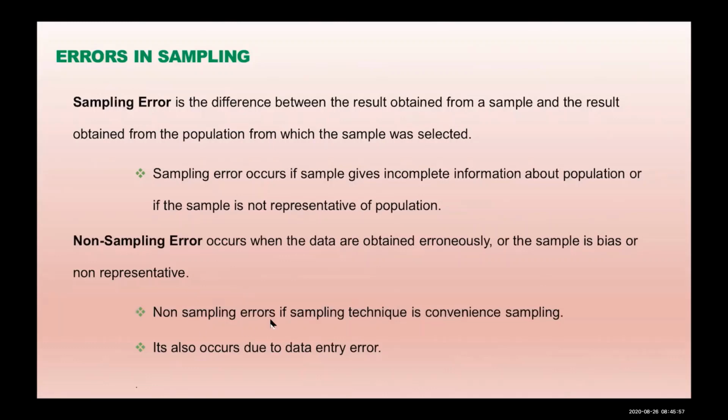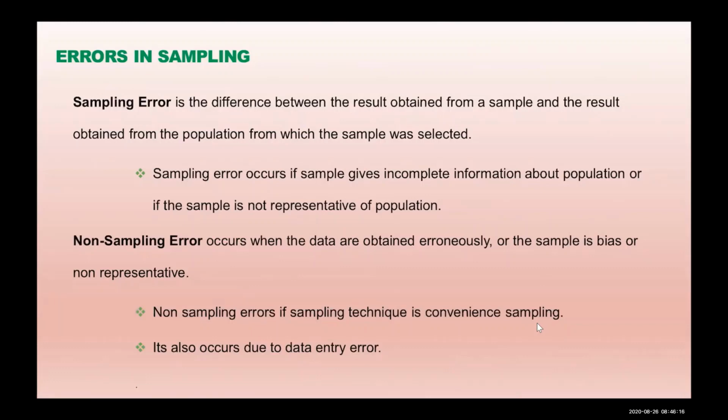So non-sampling error occurs if the sampling technique is convenience sampling. When I say convenience sampling, you are sampling at your own choice. Instead of using a random sampling technique, you have 5 friends around your table, and you are just collecting the data from them at your convenience.